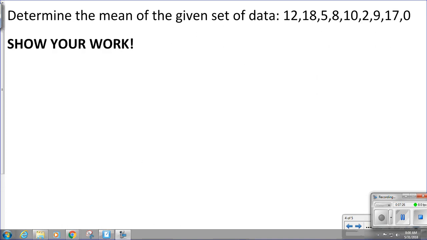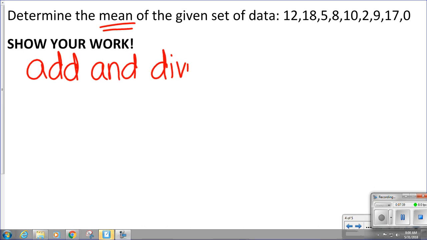Okay, determine the mean. It's 2 things you do for mean, not 4. You add and divide. That's it. Some of you have MAD on your paper. I will not give you credit if you find MAD instead of mean. That tells me you didn't read the question. And math is not only about mathematics and number crunching, it's also about reading.